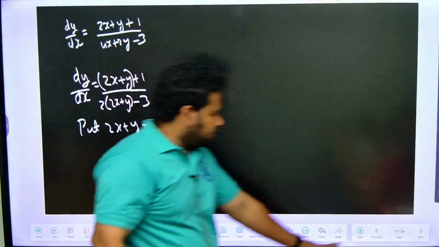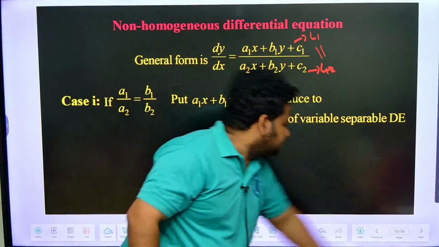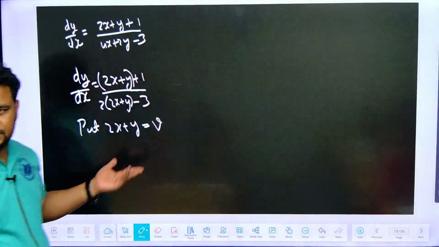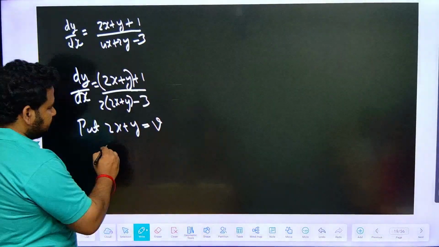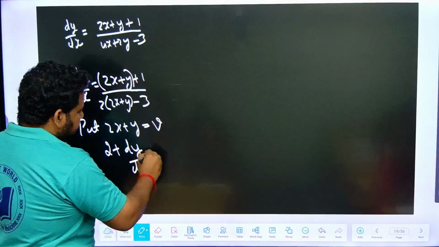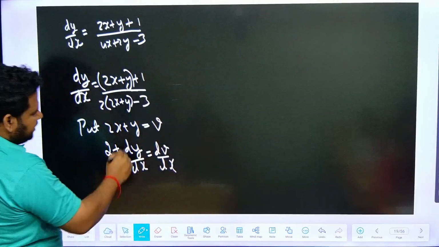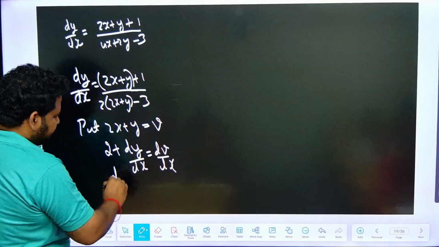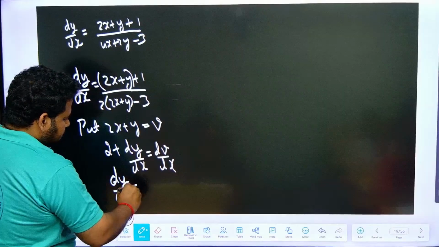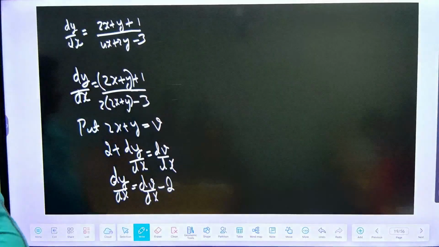Now what we can do is put 2x plus y is equal to v. No need to worry about all the a1x things. Now differentiate again. This will become 2 plus dy by dx is equal to dv by dx. I want the value of dy by dx, so dy by dx is equal to dv by dx minus 2.